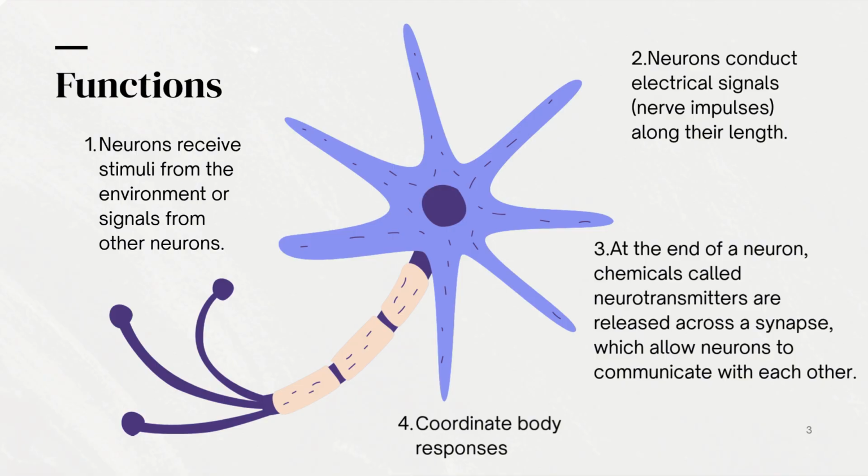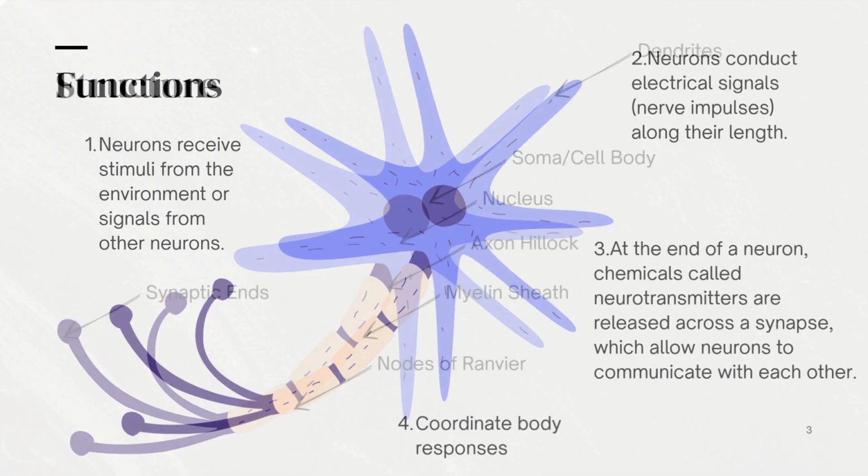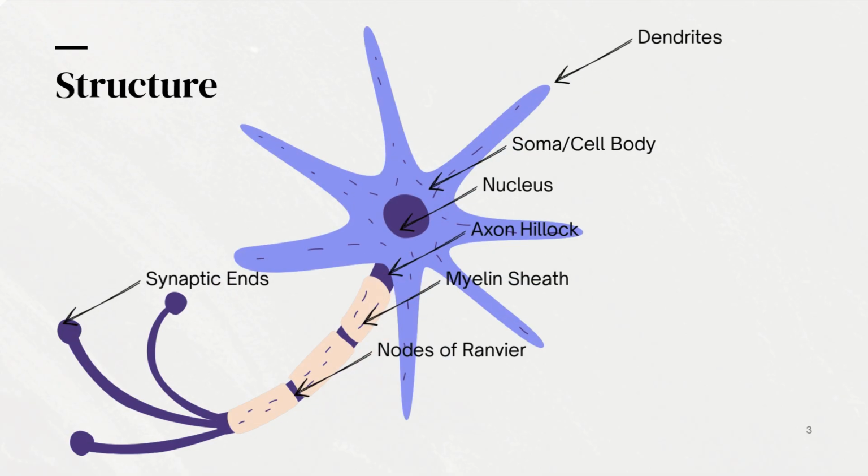They coordinate body responses. How would you react if you pricked your finger on a thorny rose bush? You'd pull your arm away. Then, how would you react upon touching a hot surface? Again, you pull your hand away. How do your eyes react to intense light? The pupils shrink. What are all these? These are reflex reactions, all coordinated and done by our nervous system.